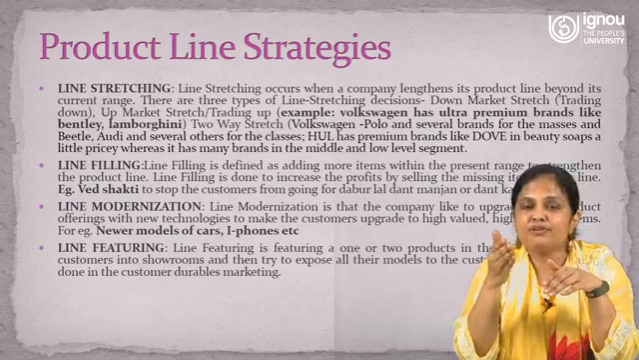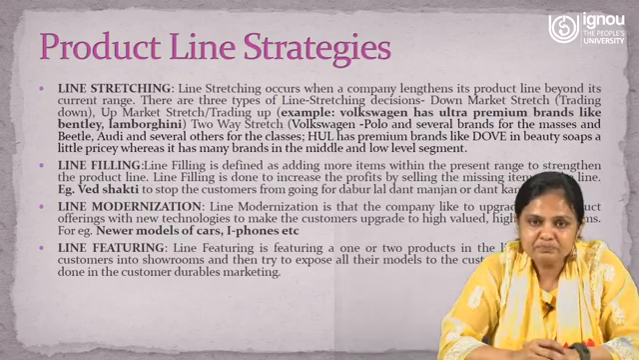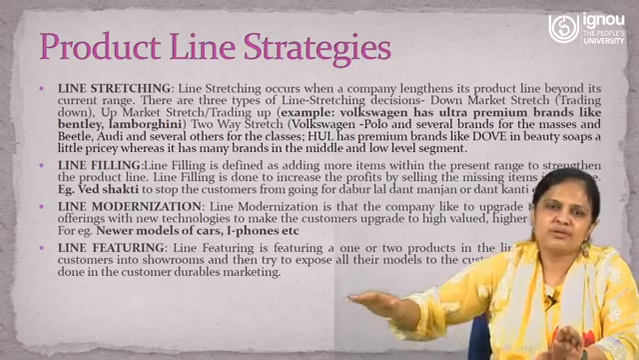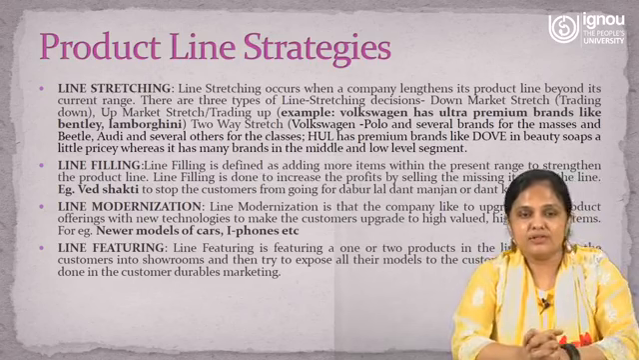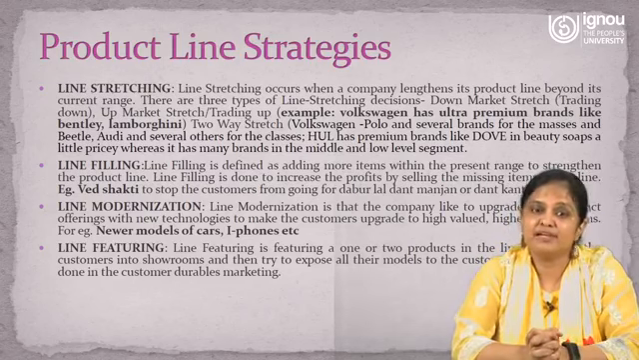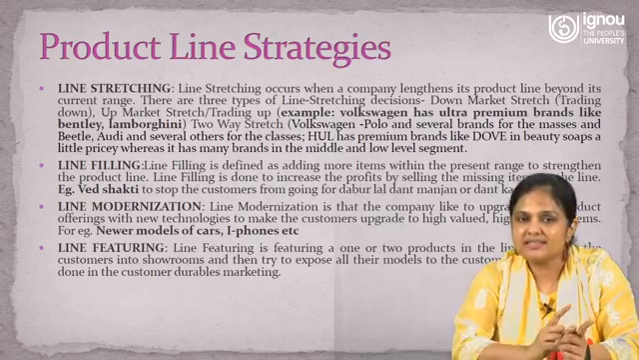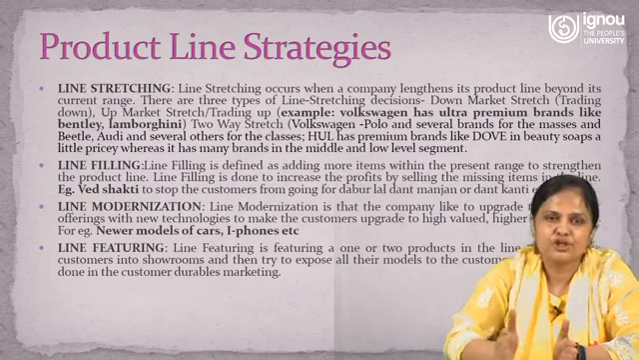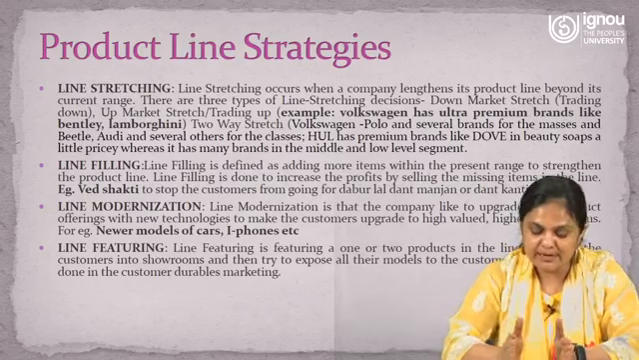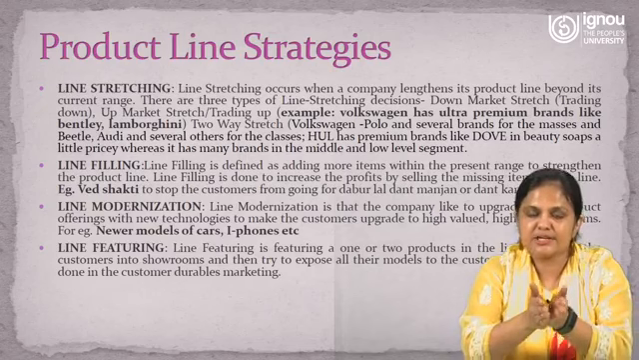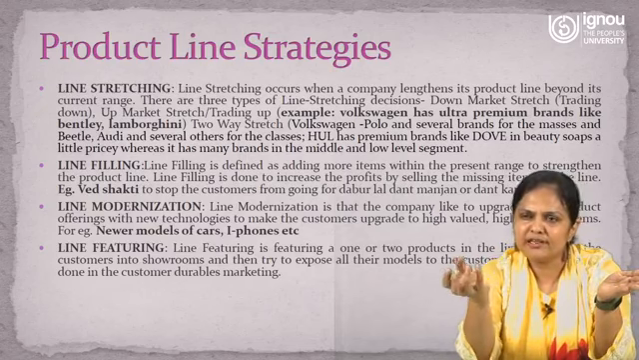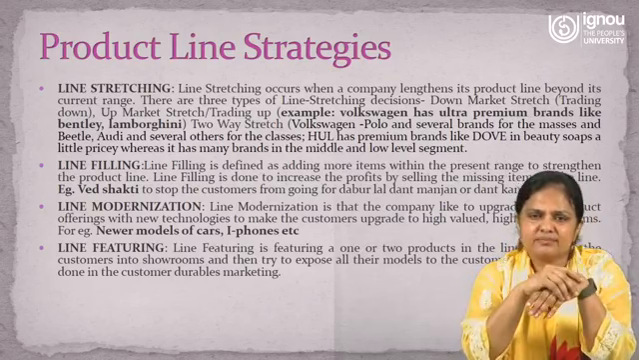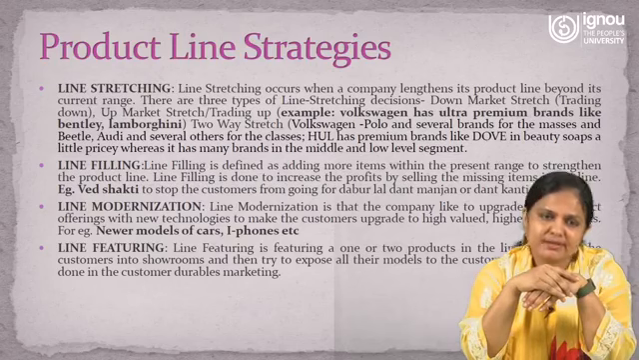Even if you take the example of HUL, Hindustan Unilever Limited, in soap they have premium brands like Dove, and other brands also are there. The next product line strategy is line filling. So what is line filling? As we have discussed earlier, line filling is defined as adding more items within the present range to strengthen the product line. So whatever variants of products that you have in a product line, if you want to fill the gap, for example, Colgate was offering many kinds of toothpaste, right?